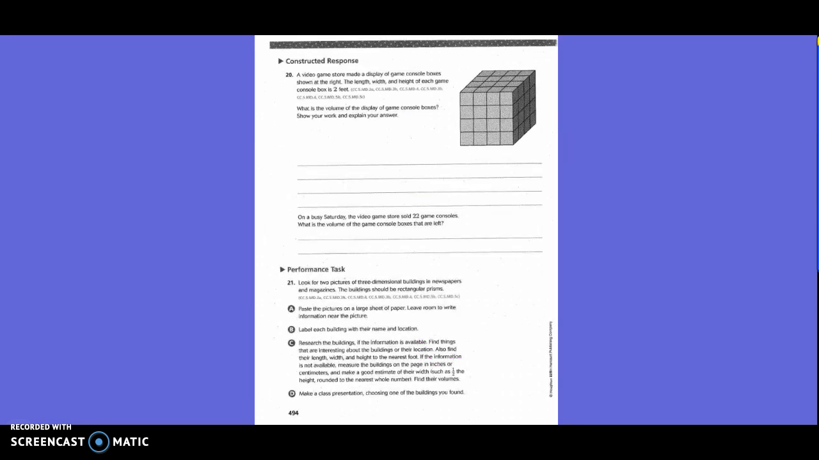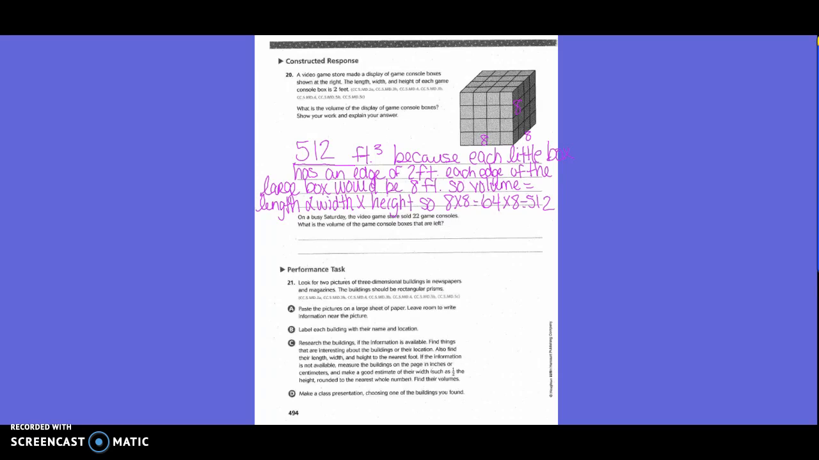Constructed response. The video game store made a display of game console boxes shown at the right. The length, width, and height of each game console box is 2 feet. What is the volume of the display of game console boxes? Show your work and explain your answer. 512 feet cubed, because each box has an edge of 2 feet. So there are 4 little boxes for each edge. 2 plus 2 plus 2 plus 2 got us 8, so each edge of the large box would be 8 feet.